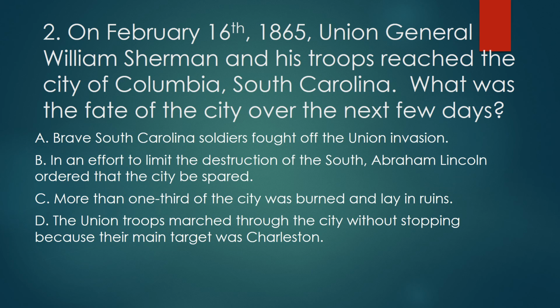Number 2. On February 16, 1865, Union General William Sherman and his troops reached the city of Columbia, South Carolina. What was the fate of the city over the next few days? A. Brave South Carolina soldiers fought off the Union invasion. B. In an effort to limit the destruction of the South, Abraham Lincoln ordered that the city be spared. C. More than 1/3 of the city was burned and lay in ruins. Or D. The Union troops marched through the city without stopping because their major target was Charleston.